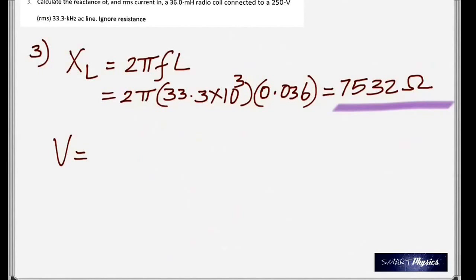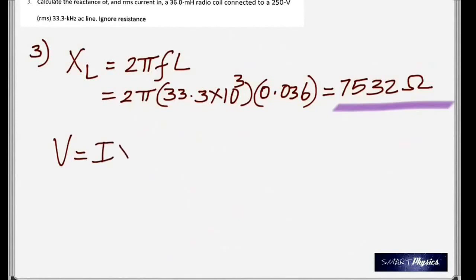Do you see the inductive reactance? The magnitude is so big. Why? Because the frequency is high. Don't you remember that as the frequency increases, the inductive reactance also increases? Naturally, because it's multiplied by the frequency. That's why it's so huge. 7,532 ohms.